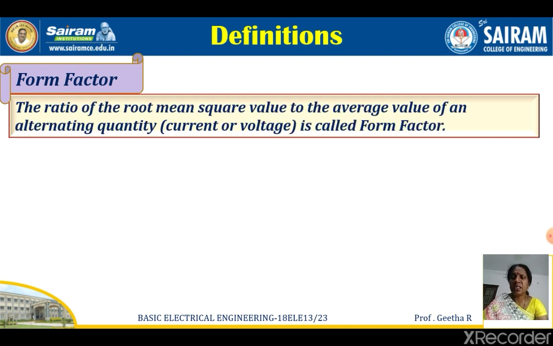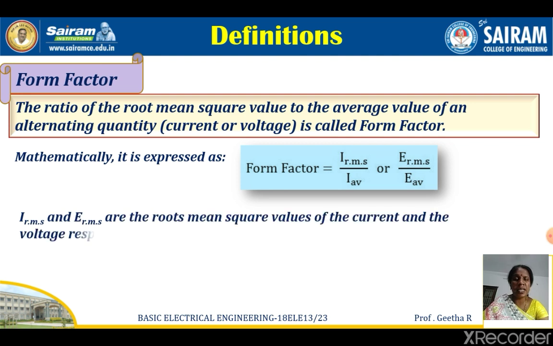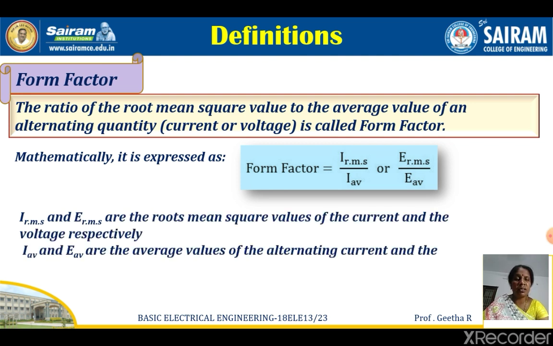Form factor. The ratio of root mean square value to the average value of an alternating quantity is called form factor. RMS value divided by the average value. Mathematically, it is expressed as I RMS by I average or E RMS by E average. I RMS and E RMS are the RMS values of the current and the voltage respectively. Similarly, I average and E average are the average values of the alternating current and the voltage respectively.